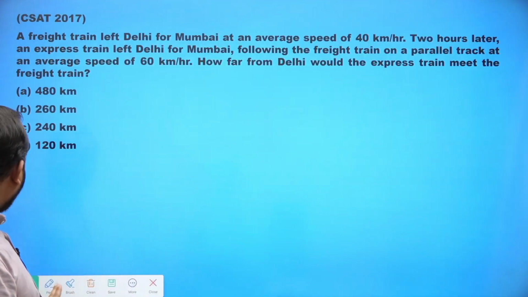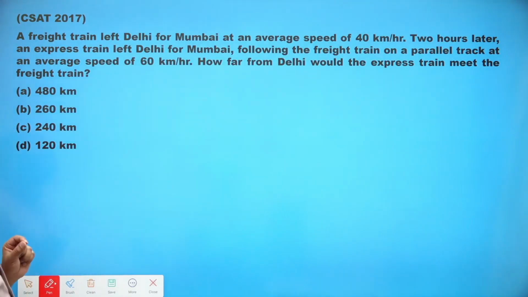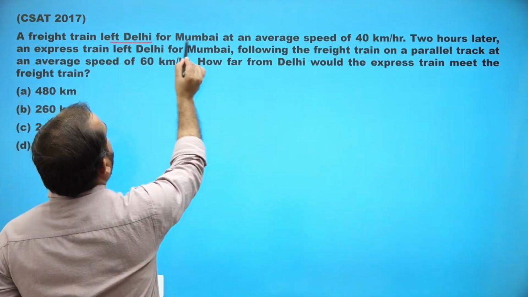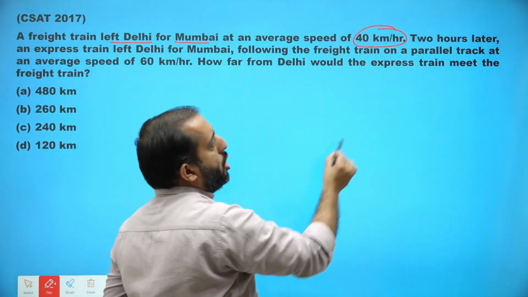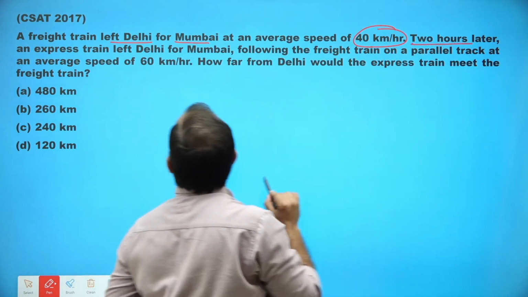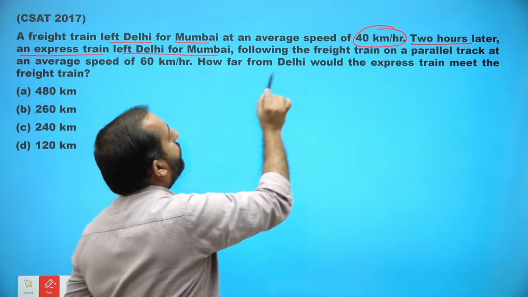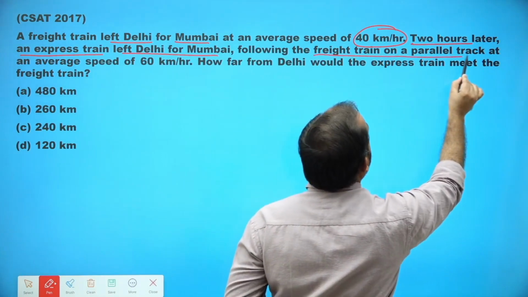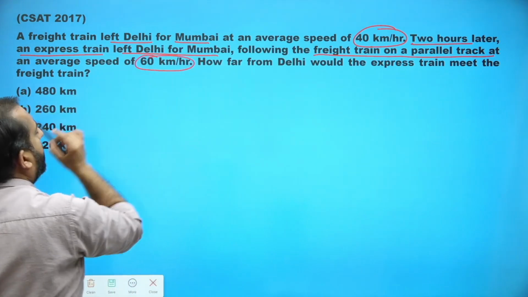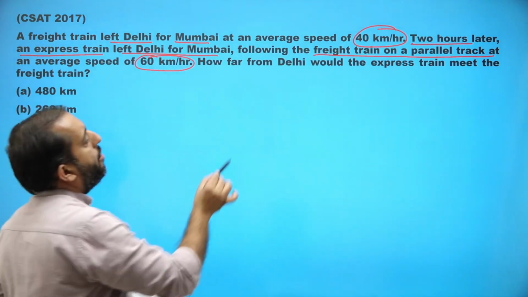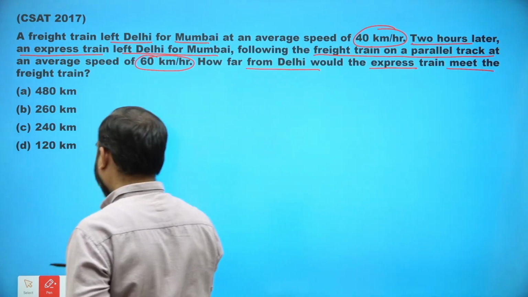So let's talk about this problem that was there in the year 2017. It says a freight train left Delhi for Mumbai at an average speed of 40 km per hour. 2 hours later, an express train left Delhi for Mumbai following the freight train on a parallel track at an average speed of 60 km per hour. How far from Delhi would the express train meet the freight train?